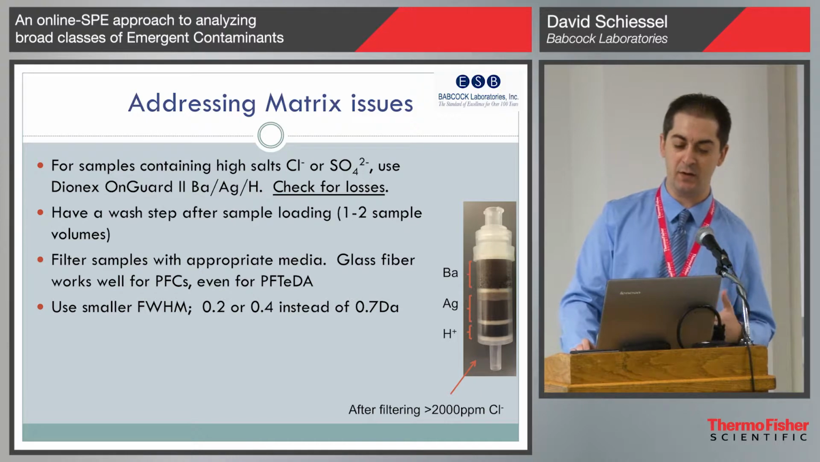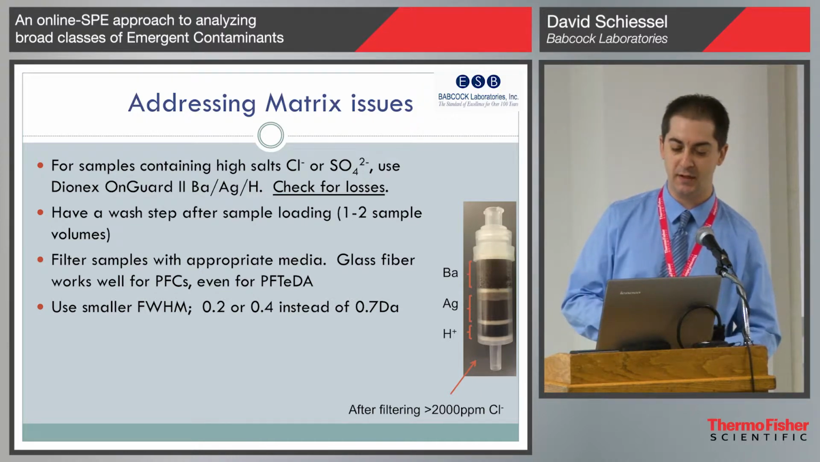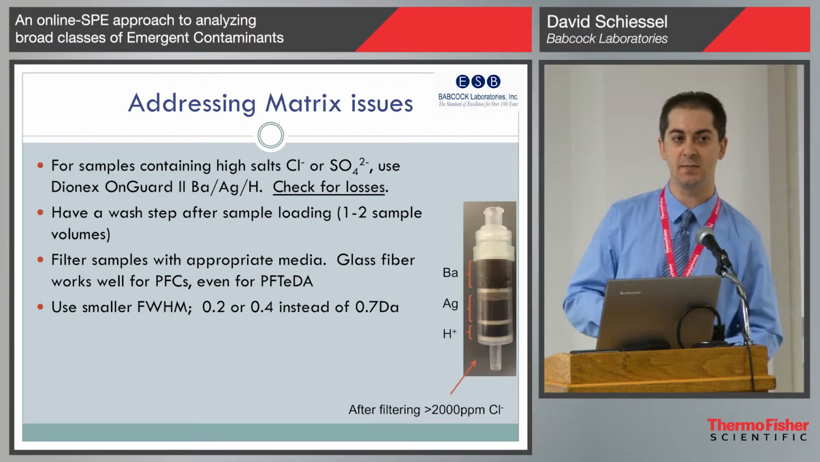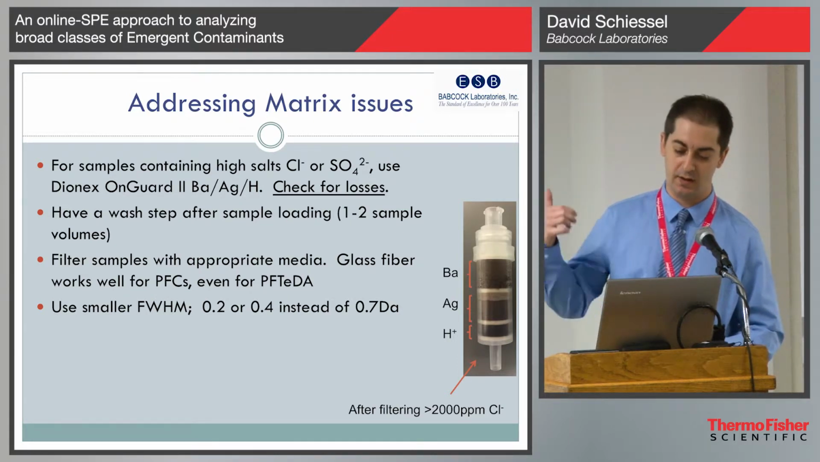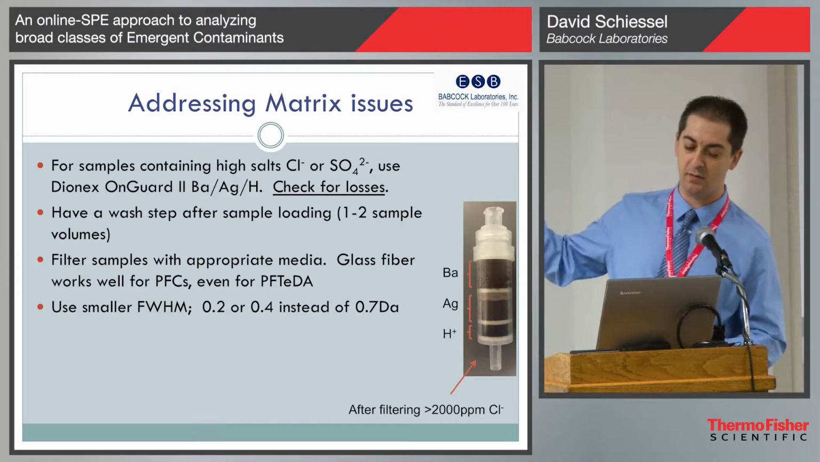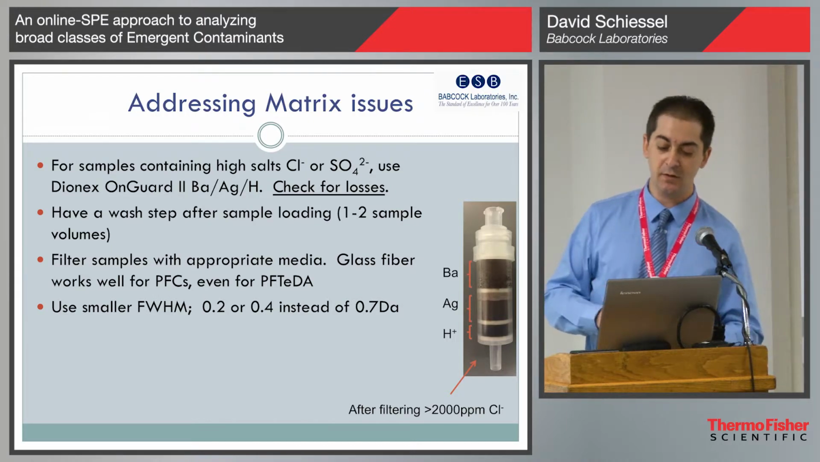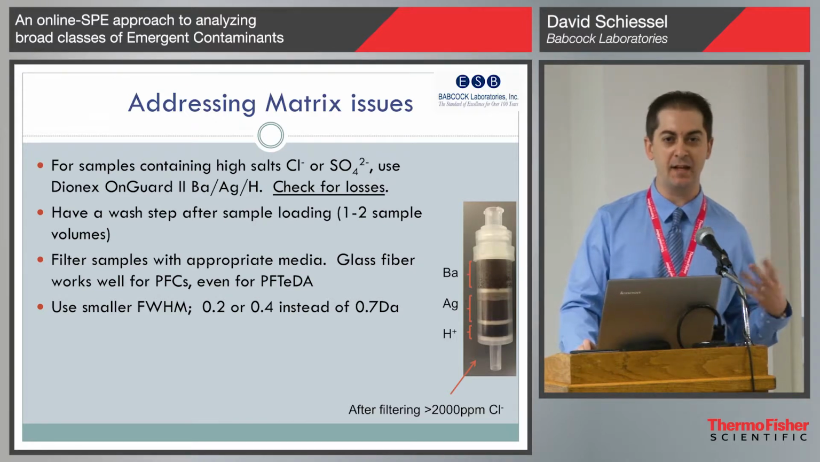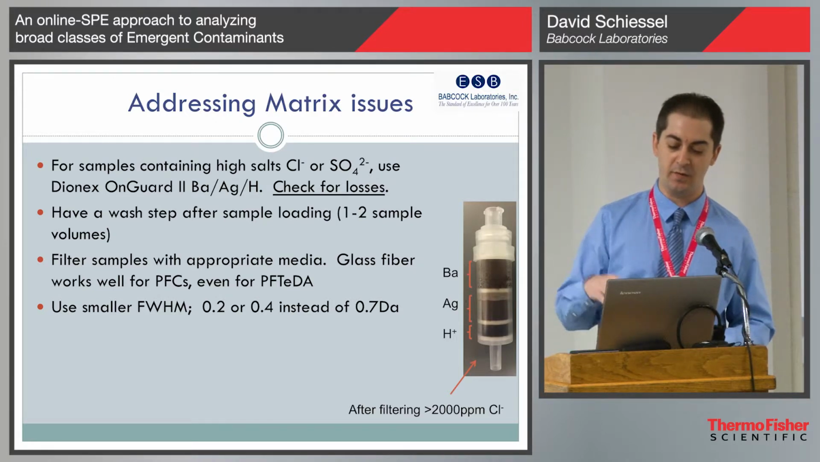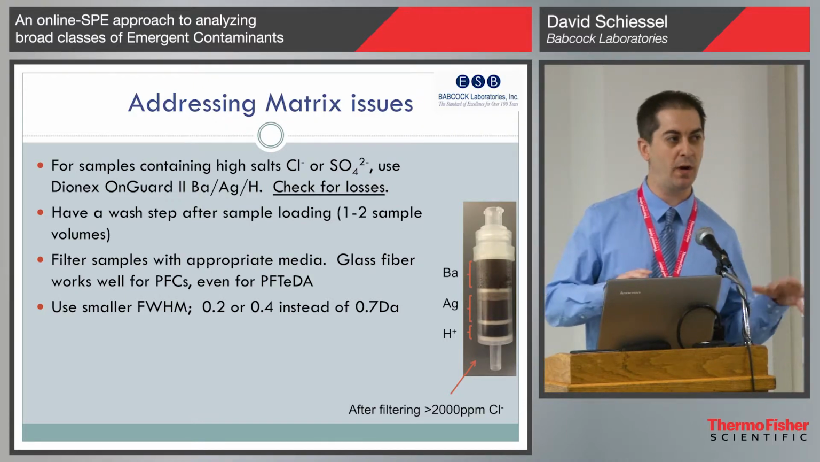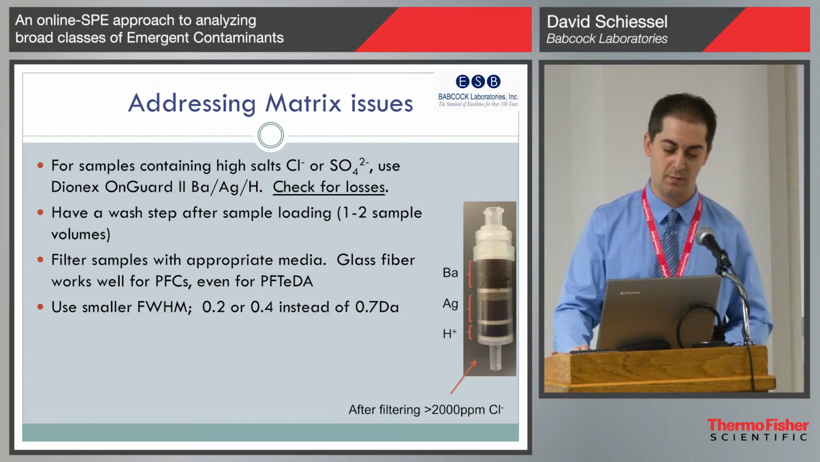One thing that we've looked at that seems pretty promising is using these Dionex OnGuard cartridges. Basically, we take a sample and pass it through these cartridges. You can actually see on this one the change in color in the middle portion, which is the silver, pulling out high amounts of chloride. We've seen about a 90% reduction. So that sample went from 2,000 ppm chloride to about 200, which is in the range of where we validated our method.